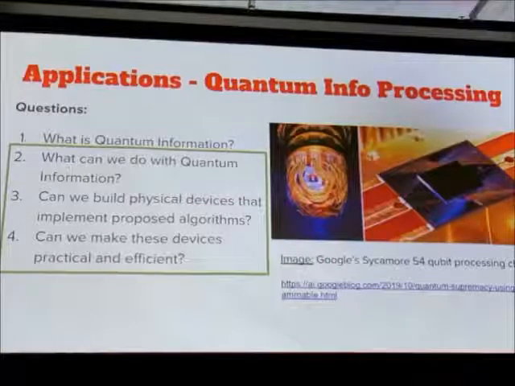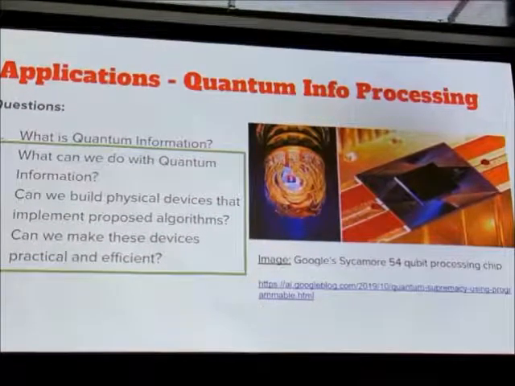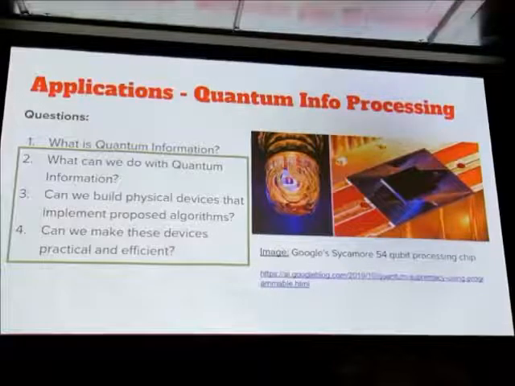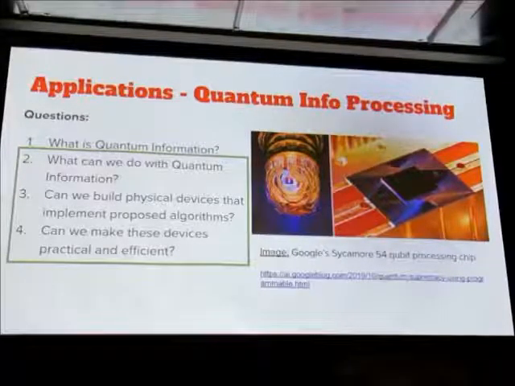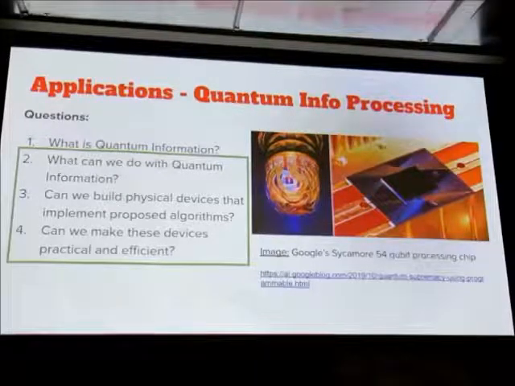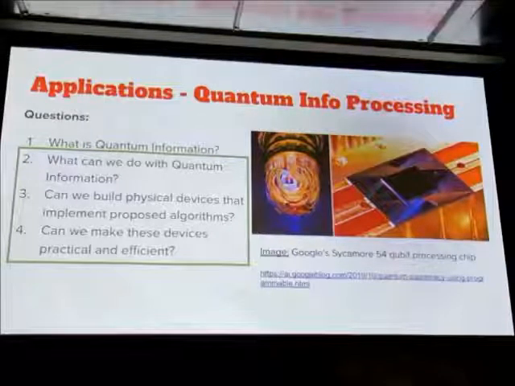So the four questions of quantum info processing at its very basic level are: What is quantum information? What can you retrieve from a quantum state? What kind of information can you keep? What kind of information is important? Then, what can we do with that quantum information? How can we implement it in computing architecture? How can we use it to solve algorithms, solve problems?